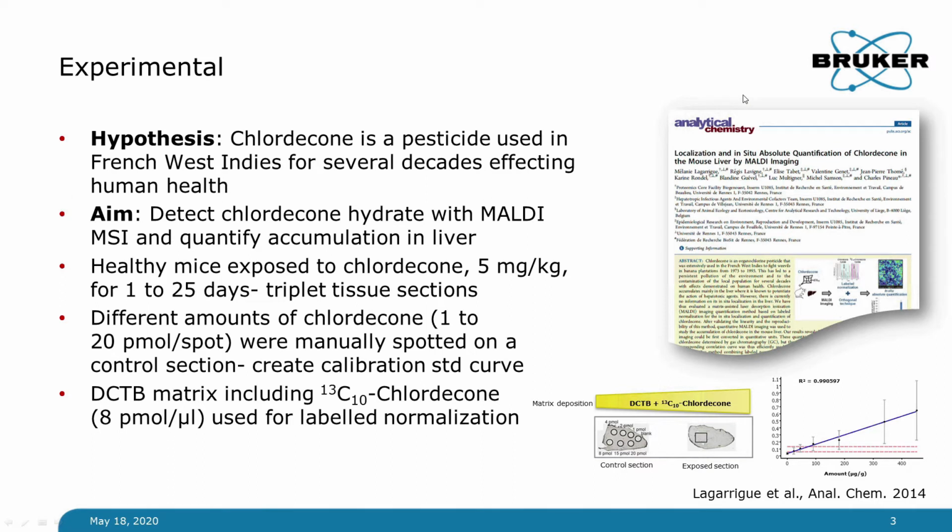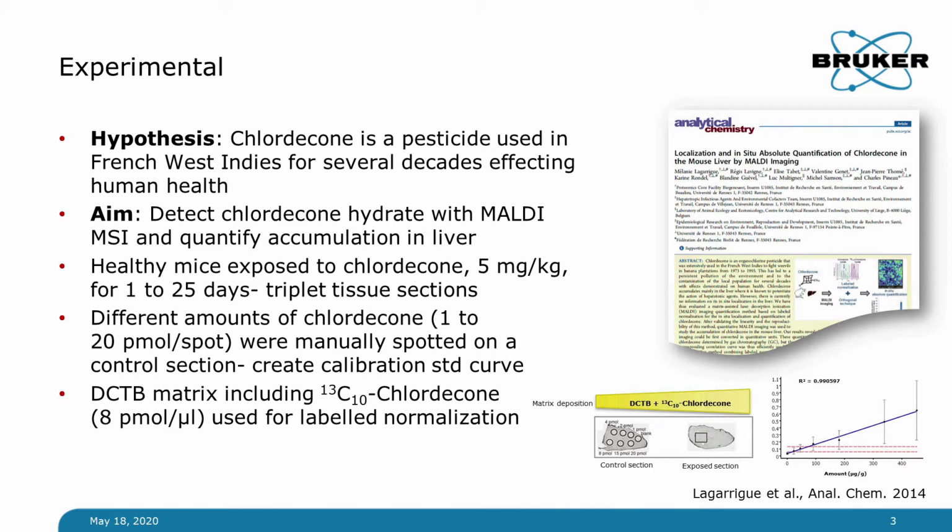So this is a little background for today's data sets. Chlordecone is a pesticide used in the French West Indies for several decades that affects human health. So today's goal is to detect chlordecone hydrate with mass spec imaging and quantify the accumulated concentration in liver.